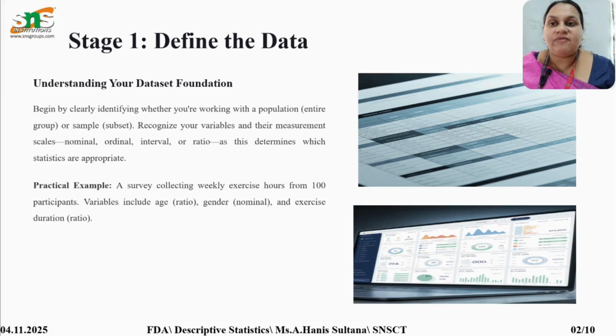So we have to recognize the variables and the measurement scales. We have to understand clearly whether we are going for nominal, ordinal, interval, or ratio type of scale. Suppose, for example, we are going to collect the data for a week from about 100 participants about their routine exercise, how much they are incorporating into their day-to-day activities. So here the variables include age, that is ratio, because the age of each respondent may vary; gender, it is nominal; and exercise duration is also ratio.